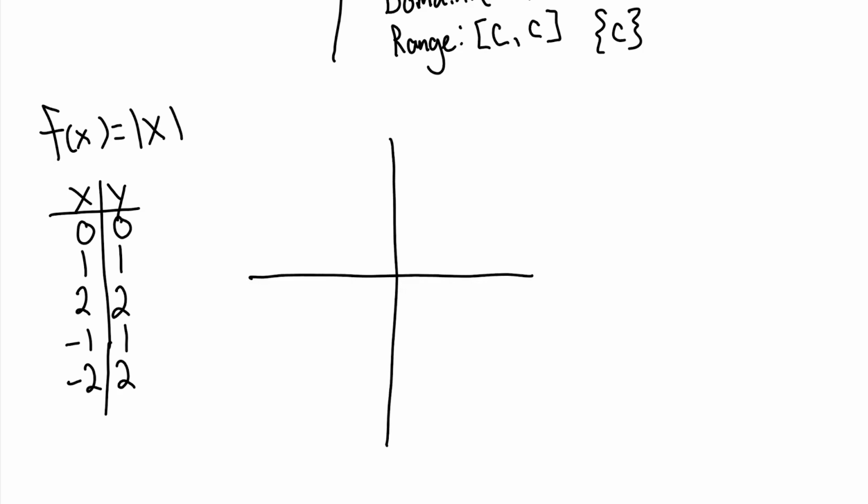If we make this graph, we can see that on the positive side, this is going to look exactly like the line y equals x, right? But then on the negative side, it's going to be a little bit different, because now at -1, our output is 1. And at -2, our output is 2. So this one's going to look like this, leaving us with this V shape.